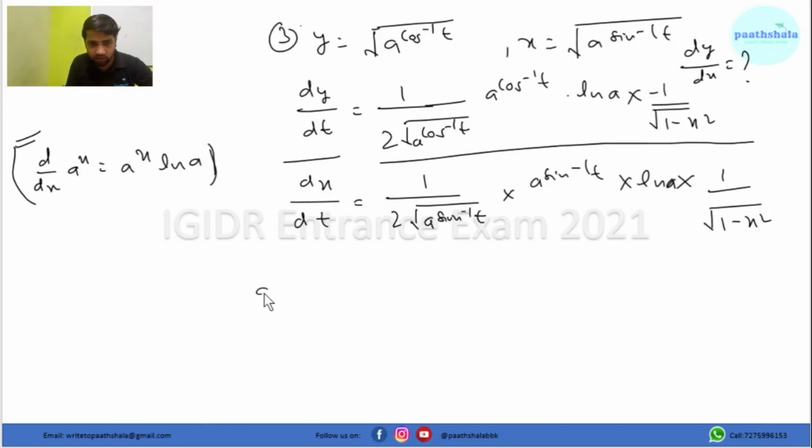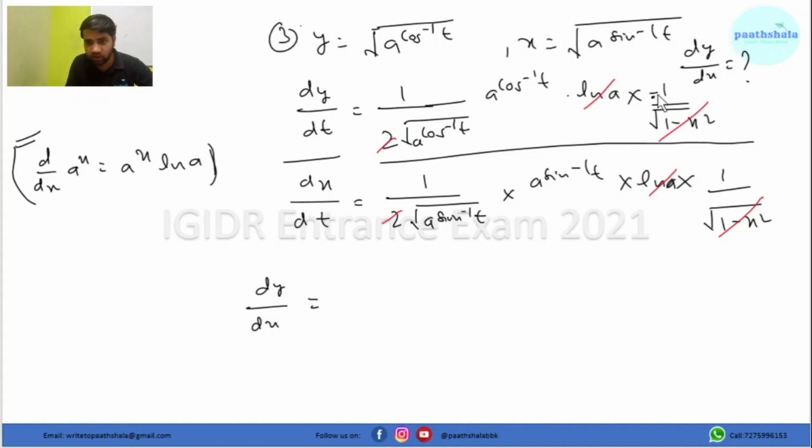So on the left hand side we'll get dy by dx, and on the right hand side there are some common terms which we can eliminate. So ln a gets eliminated, under root 1 minus x square, 1 minus x square gets eliminated, 2 and 2 gets eliminated. Okay, now let's solve it.